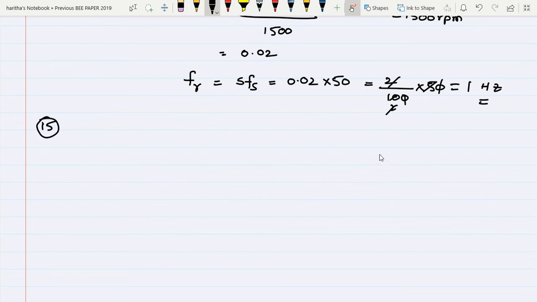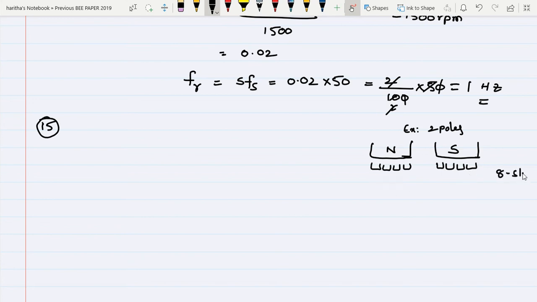Next, 15th question. See, in a machine, there will be a number of poles. Suppose here, let us assume, for example, 2 poles are there. First, you should have an idea of what is meant by short pitch winding. So I have a machine that has 2 poles. Under each pole, some slots will be there. Under North Pole, 4 slots, and under South Pole, 4 slots are there. So total, how many slots are there? 8 slots. A 2-pole machine which consists of 8 slots. So under each pole, the slots will be divided like this.